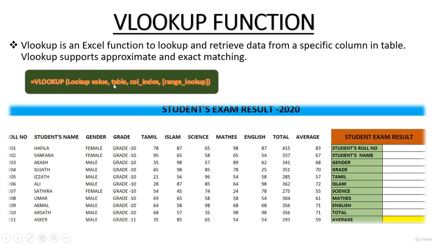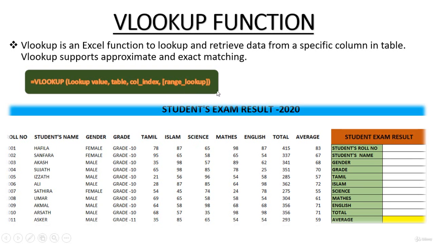Then the second parameter is table. Table means we have to select the table or the range, the place where the data is contained. So we have to select the table or range which consists of all the data. The third is column index. We have to enter the column index. It means that if you want to search student name, the first column is roll number, the second column is student name. So we have to enter 2 for the student name.